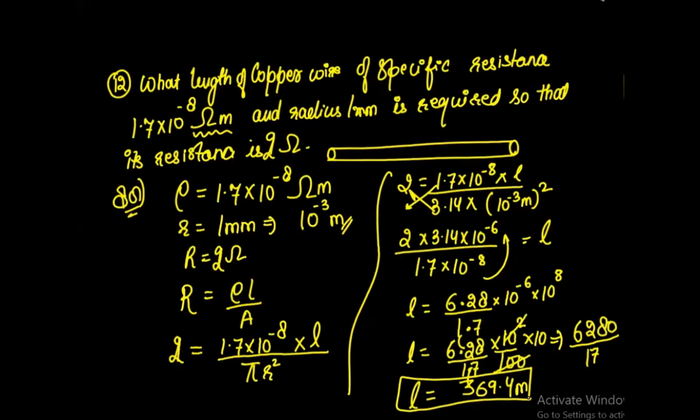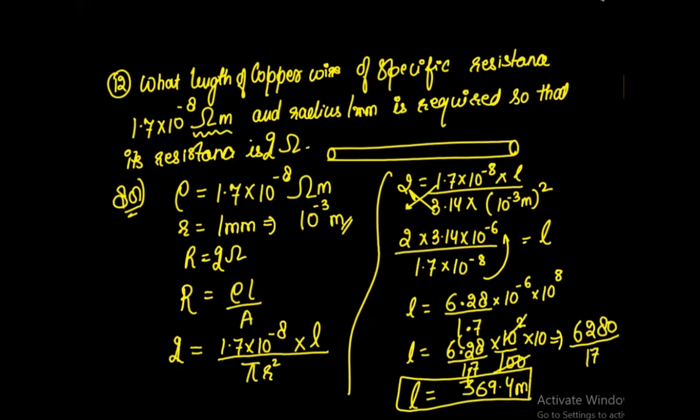See, whenever current is given in mA, small m, capital M A means mega ampere. Mega means 10 to the power 6. Small m means milliampere, so 10 to the power minus 3.